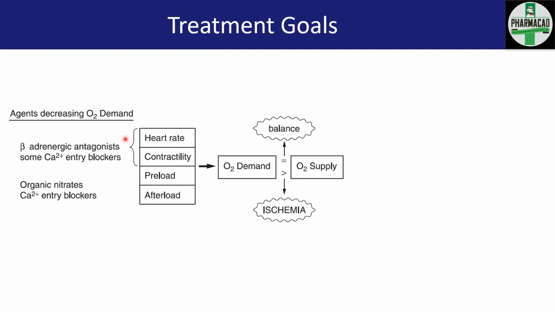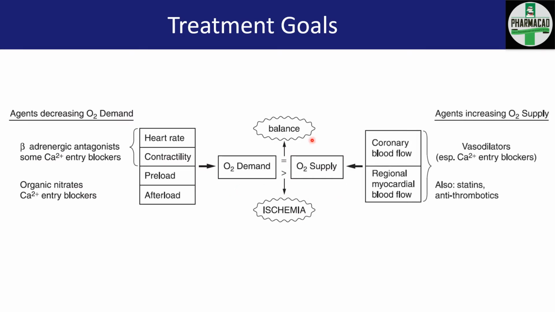So which class of drugs act in this manner? Beta blockers and calcium channel blockers, they reduce heart rate and contractility. Organic nitrates and calcium channel blockers plus other vasodilators, they reduce preload and afterload on the heart wall. So overall the workload is reduced, and oxygen demand by the heart wall is reduced.